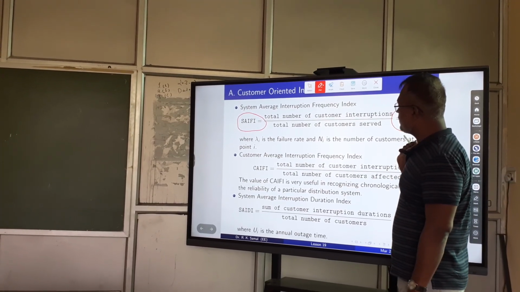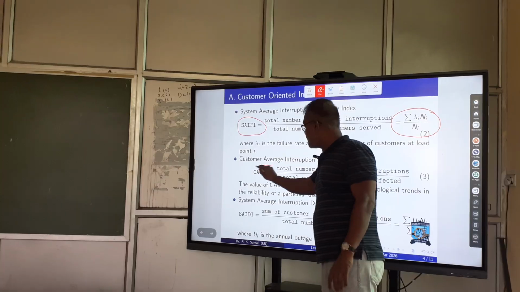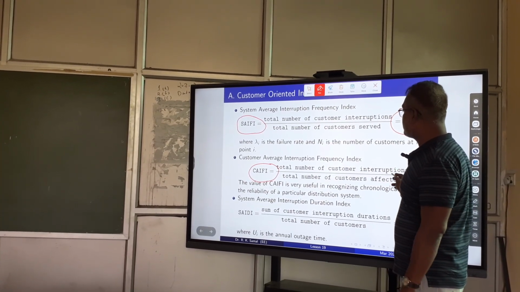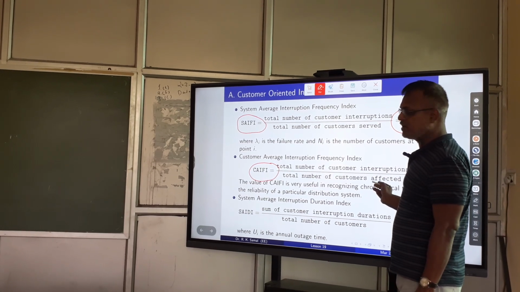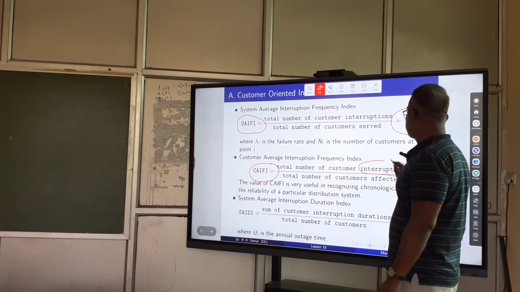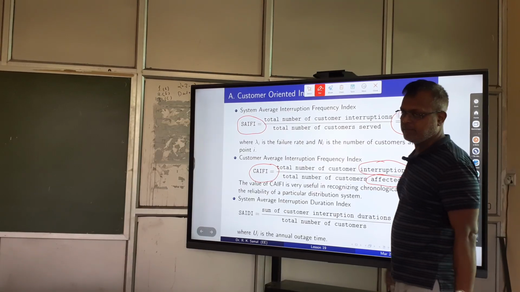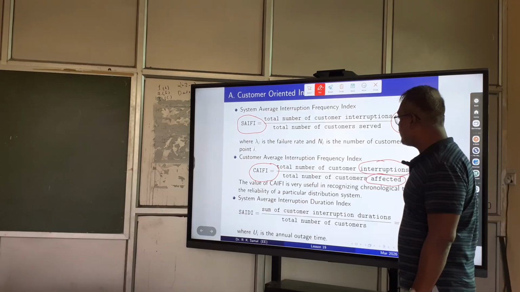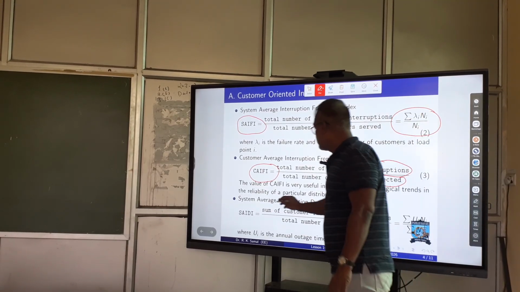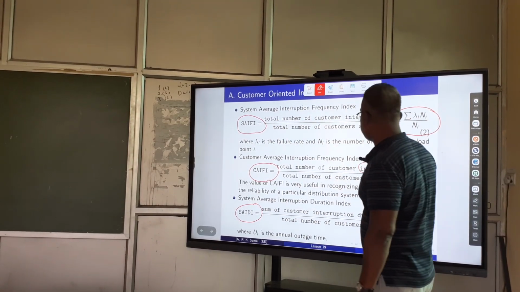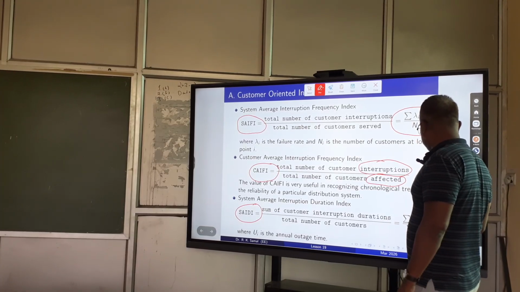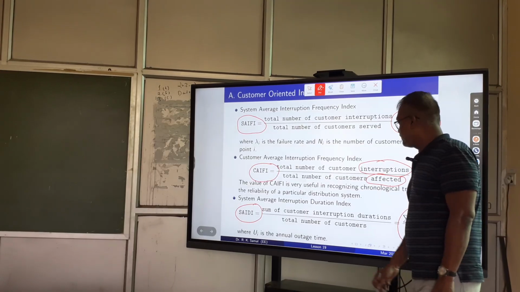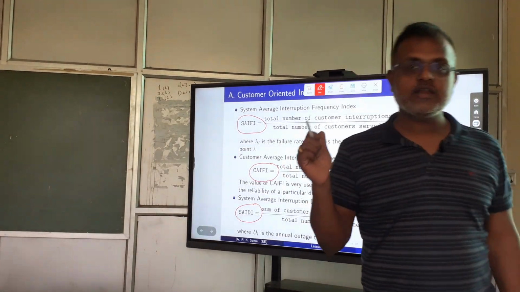The next one is the customer average interruption frequency index, CAIFI. Customer average interruption frequency index is the total number of customer interruptions divided by the number of customers affected. Just write down interruptions divided by affected, in short. Next, the system average interruption duration index, SAIDI. That is equal to the summation of U_i N_i divided by the summation of N_i, where U_i is the outage time. Write down the abbreviation and the corresponding formula.